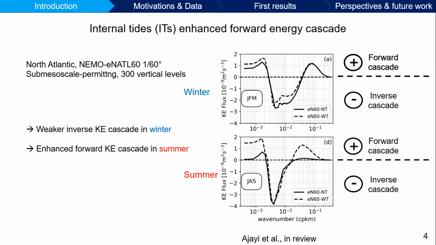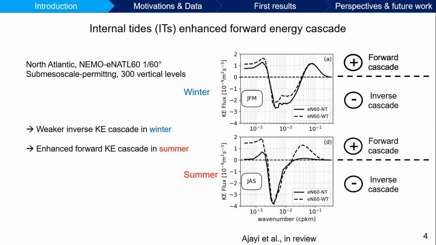So it's a study of Ajayi et al., which is actually in review. They studied the impact of internal tides on the energy cascade using the NEMO Inatel 60 submesoscale permitting model. So they are looking at this model in the North Atlantic, and they computed the spectral kinetic energy fluxes. What you can see on the right figures is that for a given length scale, you have a forward energy cascade if you have a positive value, or inverse cascade if you have a negative value.